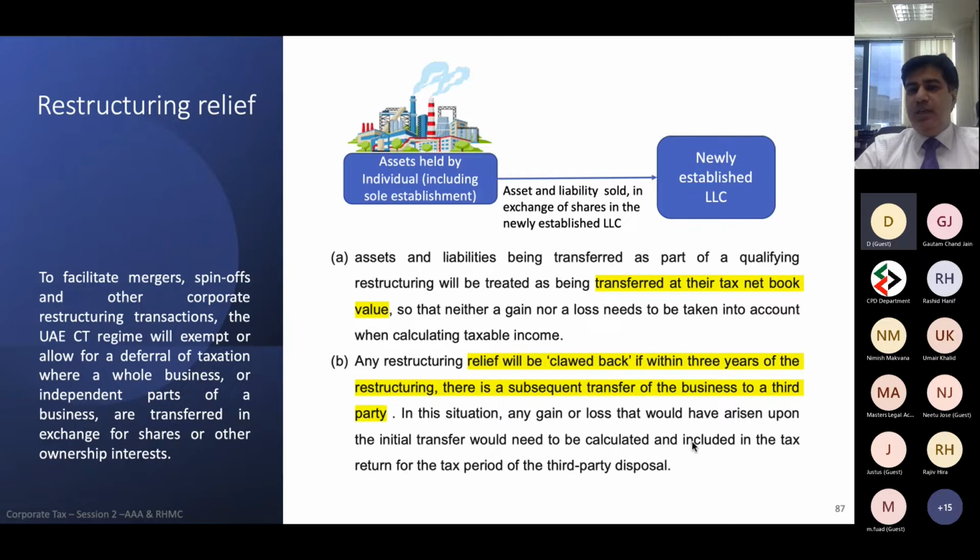Any restructuring relief will be clawed back if, within 3 years of the restructuring, there is a subsequent transfer of business to a third party. So ownership is not changing, same logic of 3 years being used. And if you do, then you end up paying the taxes at that stage. So again, restructuring relief, 75% group anyway have the benefit that any transaction happening between the group will not be treated as a sale or purchase, and hence no profit will arise out of it.